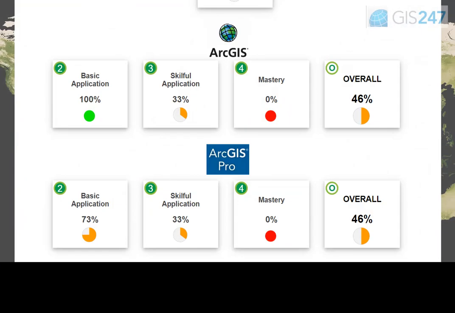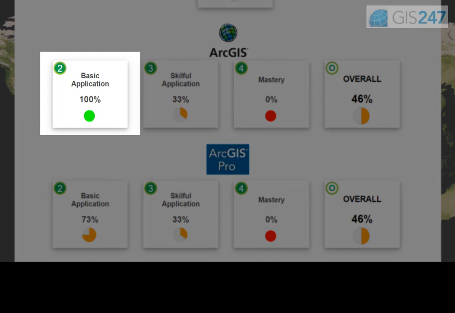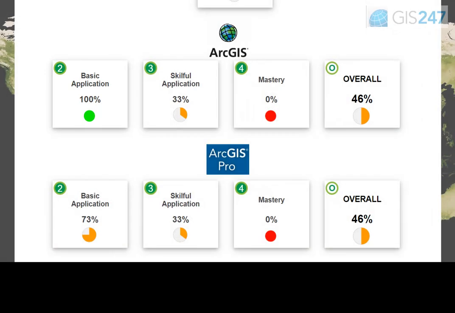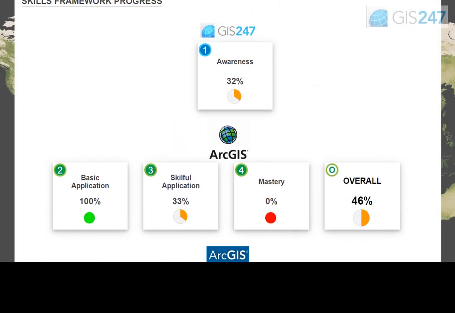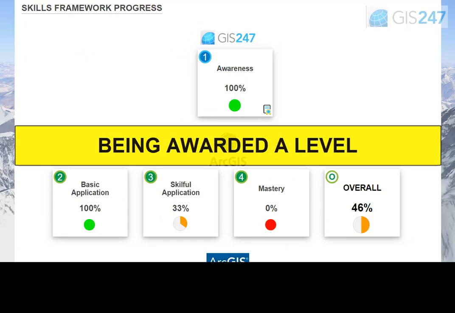The Level 2 basic application for ArcGIS here is showing as 100% complete. However, this level has not yet been achieved, as Level 1 has not yet been achieved. Being awarded a level.